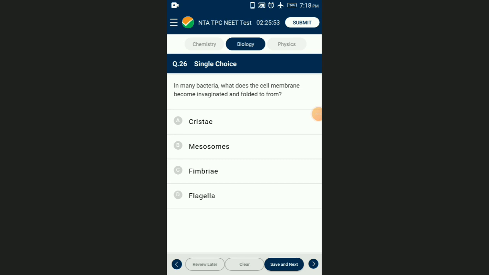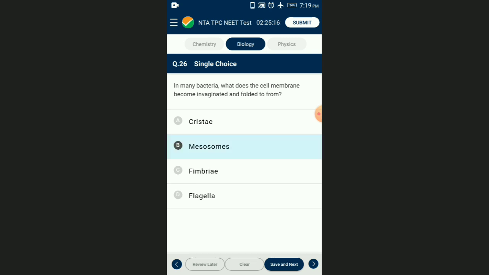Question number 26. In many bacteria, what does the cell membrane become invaginated and folded to form? Bacteria are ubiquitous prokaryotes. They occur anywhere and everywhere, in water, in air, in soil, in all living organisms except the pits of volcanoes, deep strata of rocks, tops of high mountains, and blood of healthy animals. Some thermophilic bacteria can withstand the temperature up to 78 degrees Celsius. So the answer for this question is option B.